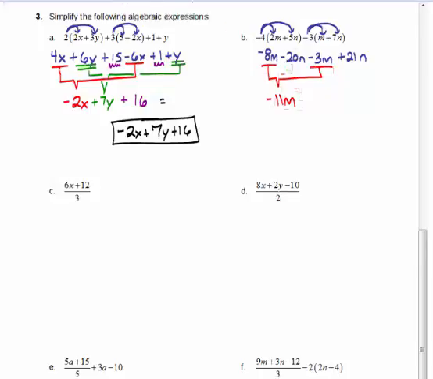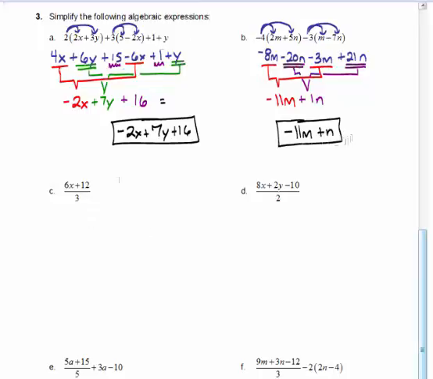Alright, and then the next one right here, let's do the n's. I have negative 20n and 21n. So basically a negative 20 plus 21 or 21 minus 20. Either way you do that, you're going to end up with a 1n. So negative 20 plus 21, that would be plus 1n. So final answer in this one might look something like this, negative 11m plus n. And I'm not sure if you've noticed this yet, but usually when given the opportunity, I try to go in alphabetical order for variables. Alright, so that's it for the longer combining like terms.